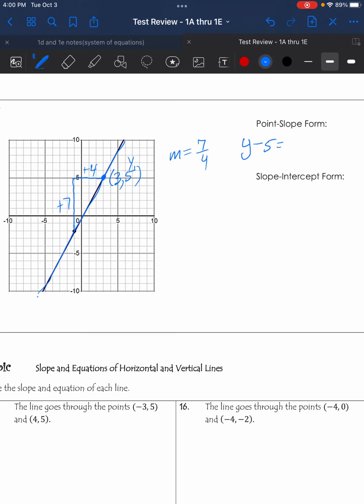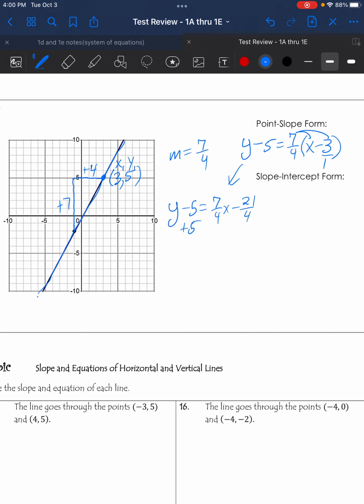It's y1 because it's the only point that I chose. It's the slope times x minus x1. And it's x1 because it is the only point that we chose. There's only one point for this. Now for slope intercept form, I need to distribute the 7/4 because in slope intercept form there are no parentheses. So that's -21 over 4.